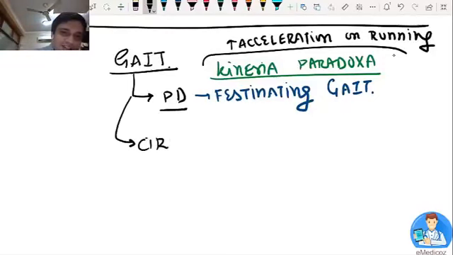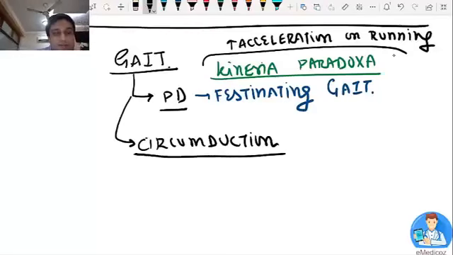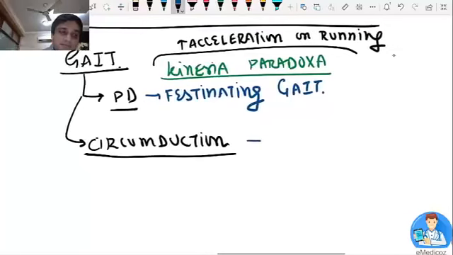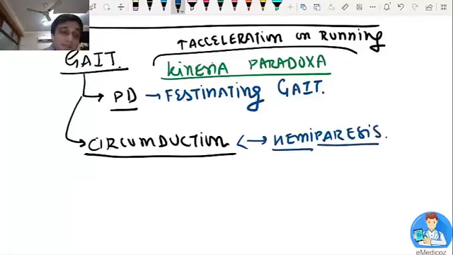Another gait that we find is the circumduction gait. If you know this circumduction gait, it is seen in typical patients of hemiparesis. Hemiparesis: the word is hemi, meaning half, and paresis. That means half the body is weak in the patient.